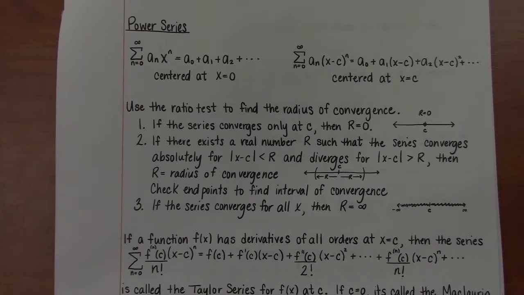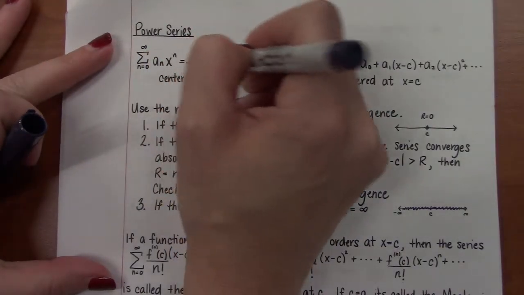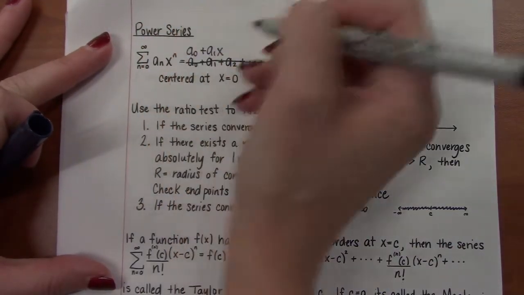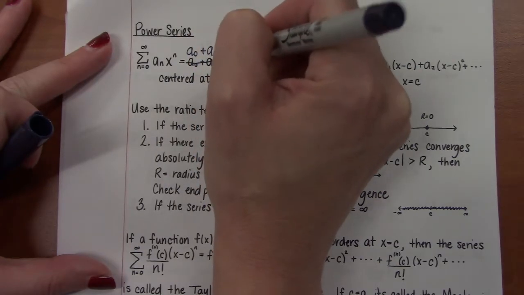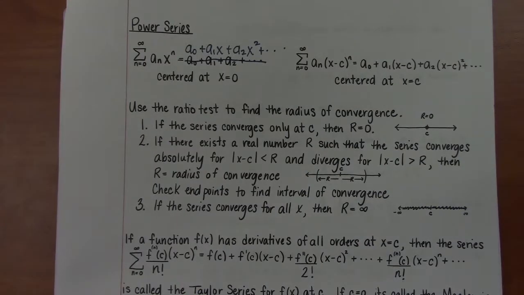I can't believe I've been looking at this thing all semester and I didn't catch this. All right, so this should really look like a sub 0 plus a sub 1 times x plus a sub 2 times x squared. That's what that should look like.